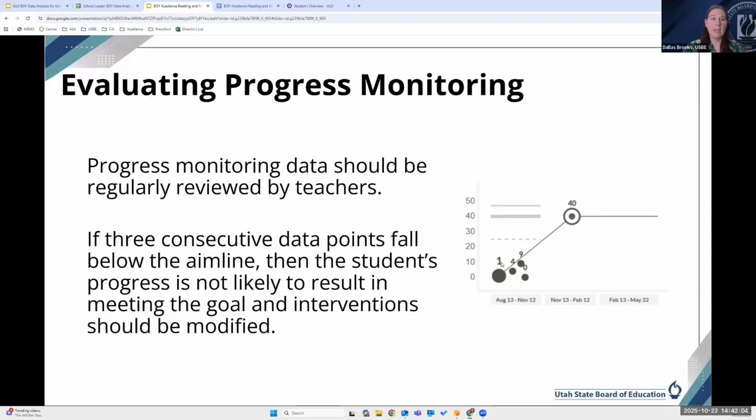Now, if you were to go in and look at your progress monitoring and there were 3 probes above that aim line, then that tells us that the student is on track to reach their goal. And that's awesome. That tells us that whatever we're doing for this student is working and we should continue doing what we're doing for that student.